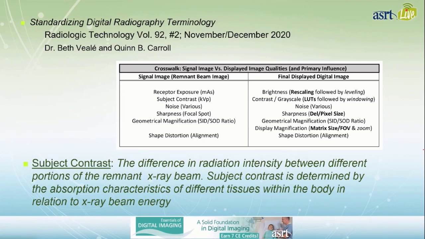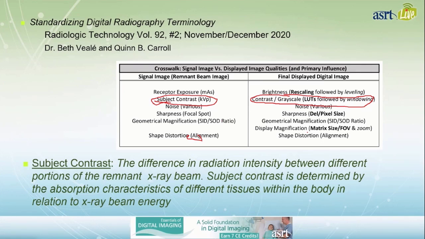So you see in this table that we've placed here that, let's see if I can find my pen. There it is. Okay, sorry about that. So you can see up here under signal image, which should say projected image, okay? Under the projected image, we have the quality called subject contrast. But over here under the final displayed digital image, we're now just simply calling that contrast or grayscale. And that's the distinction that's so critical to this particular presentation.